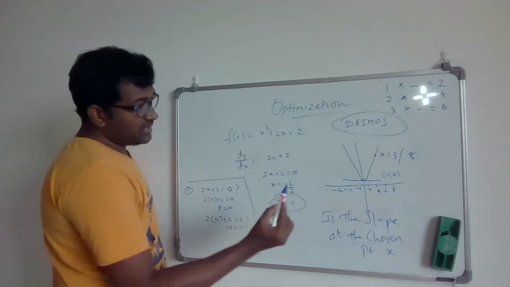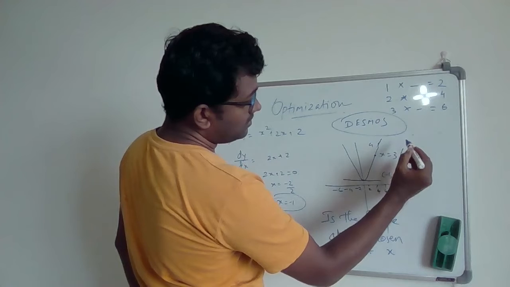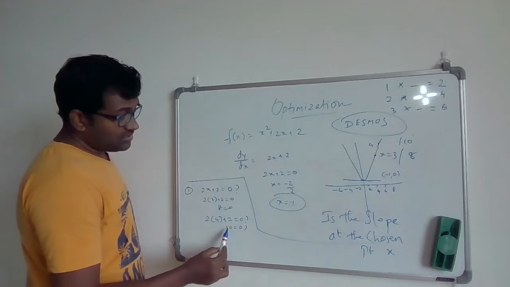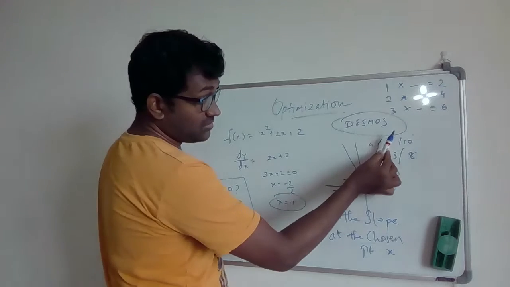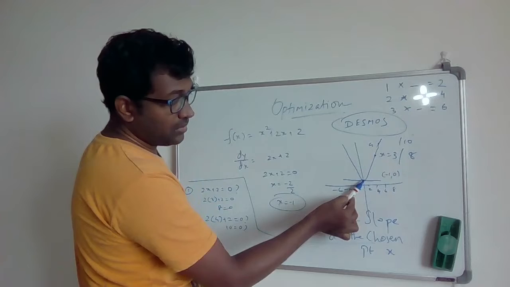No. Which means that the next point, if you choose x is equal to 4, the slope becomes 10. Which means that from 8 we have increased to 10. Which means the slope is increasing. So we know that when the slope is increasing, we cannot get to the low minimum point.